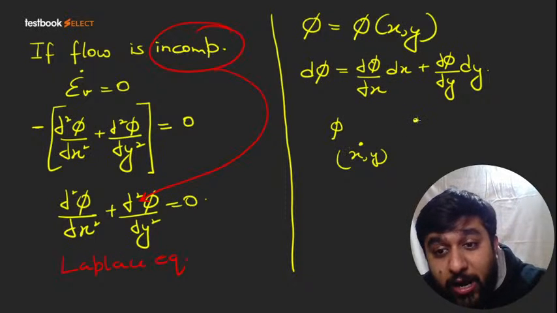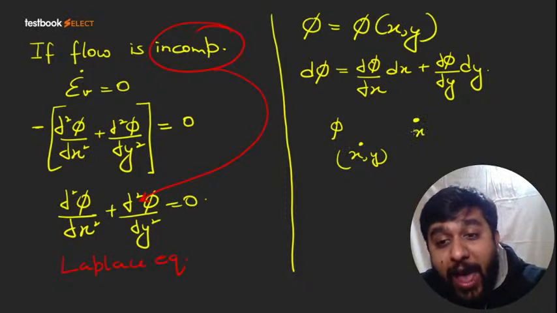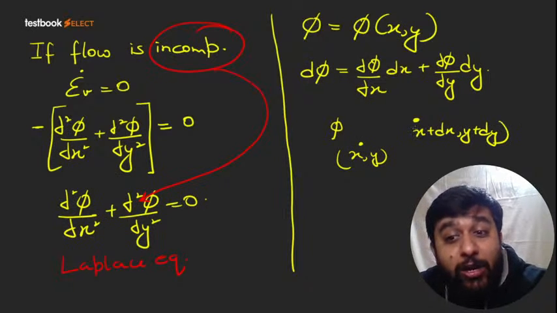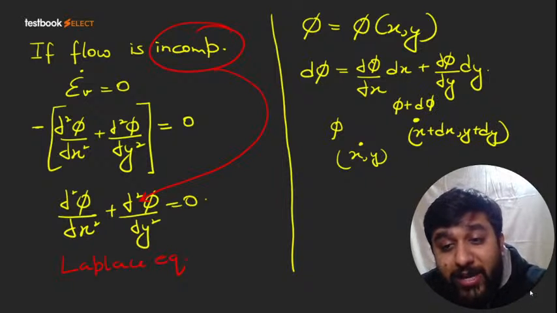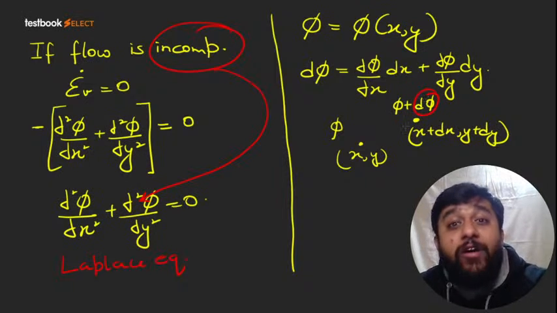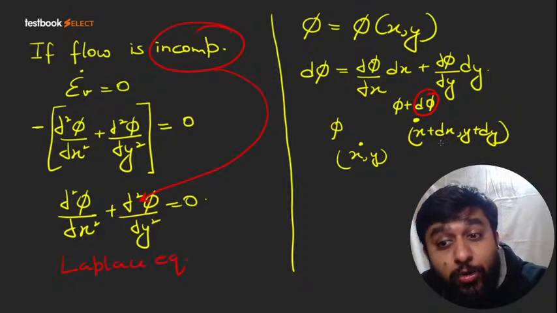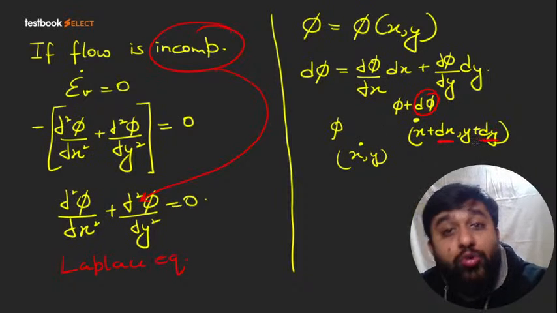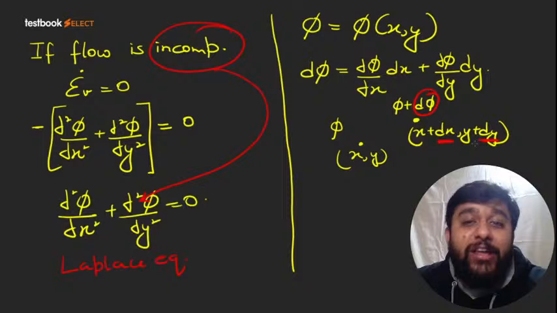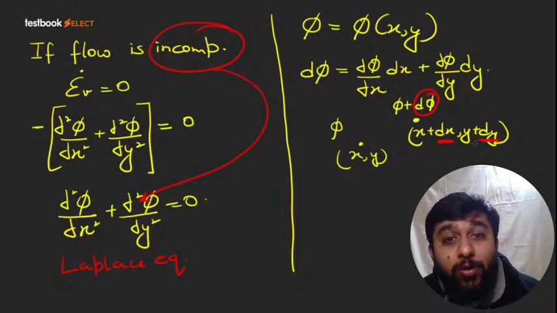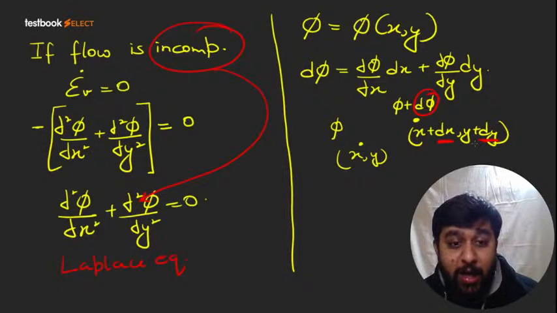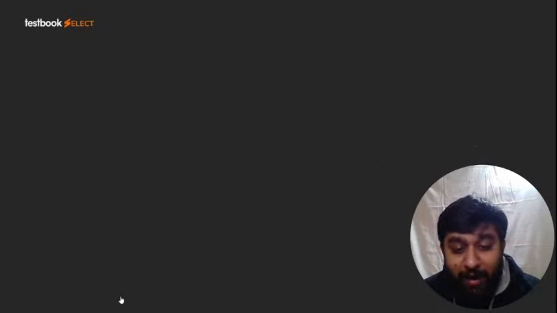There is another nearby point, x plus dx comma y plus dy. Here the value of the function is phi plus d phi. So d phi is nothing but the difference of function value between two nearby points whose coordinates differ by dx and dy. So this is the meaning of this equation: d phi is equal to del phi by del x dx plus del phi by del y dy.